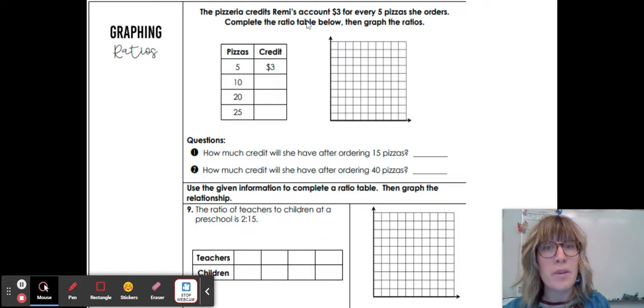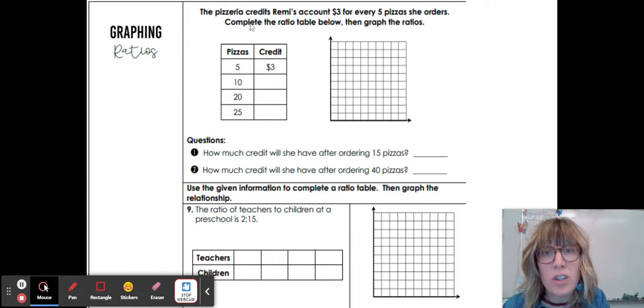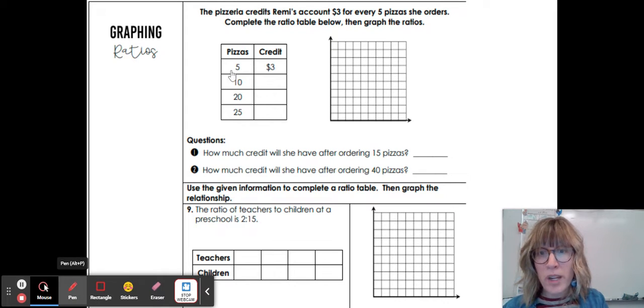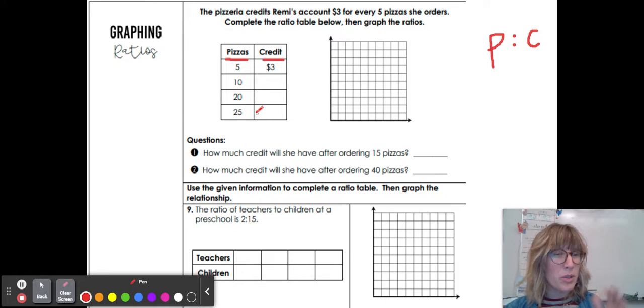The pizzeria credits Remy's account $3 for every 5 pizzas that she orders. Kind of seems awesome. So we're going to complete the ratio table to see how much credit Remy ends up getting depending on the amount of pizzas that Remy orders. Our given information is that we have pizzas and we have credit, right? Those are the things we're comparing. We could also say pizzas to credit. And we just put it into this table to help ourselves be tidy, right?